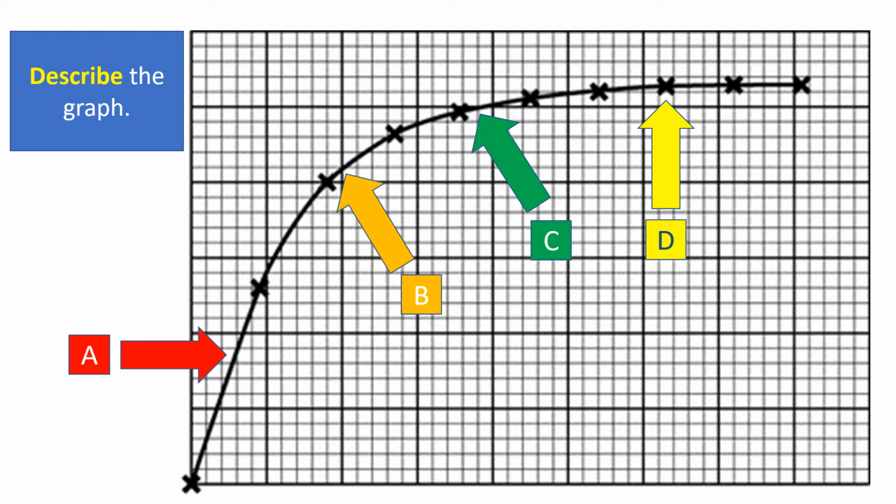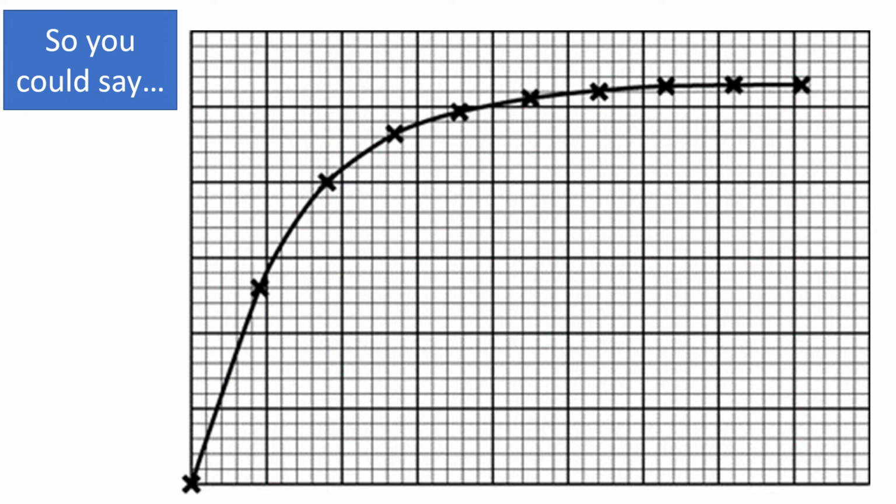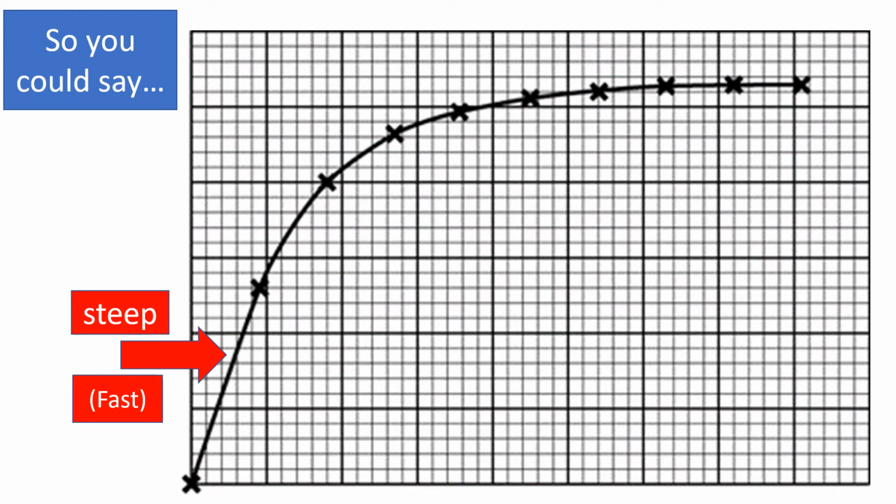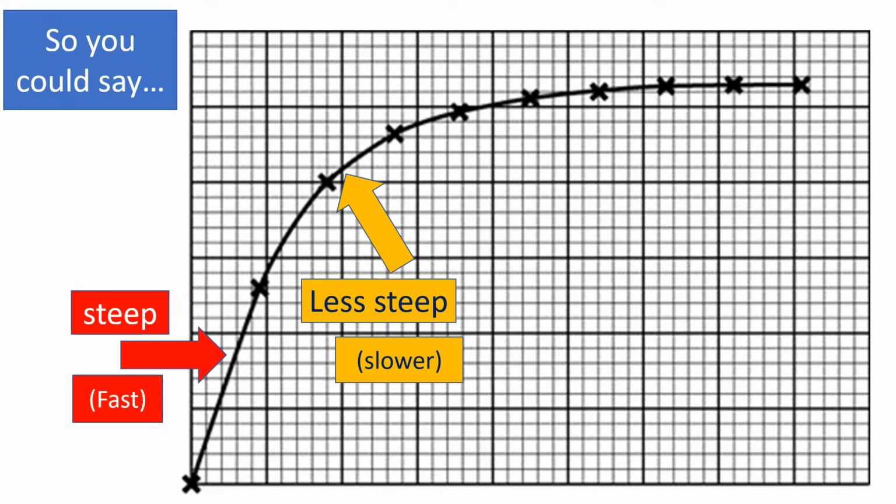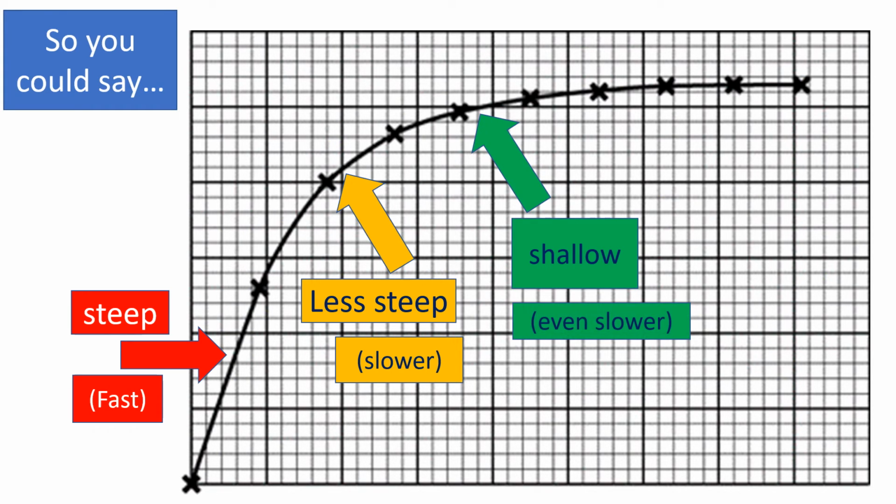Okay, well, hopefully you said A is steep and therefore you would say it's a fast reaction. You might say it's less steep here, or it's shallow here, so we've got a slower reaction. And again, the ones in brackets really are more explanation, but I've included them anyway for now. Here, it's still working, we still have a reaction, but it's a very shallow line now, isn't it? So we've got an even slower reaction.